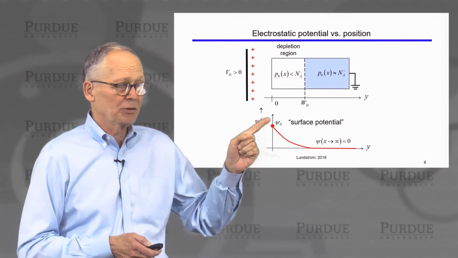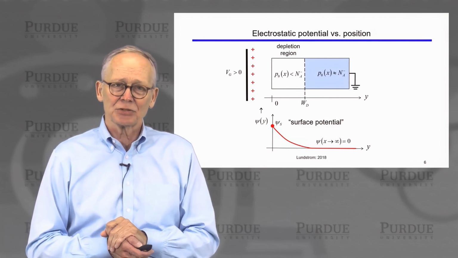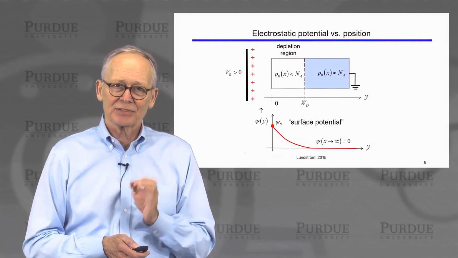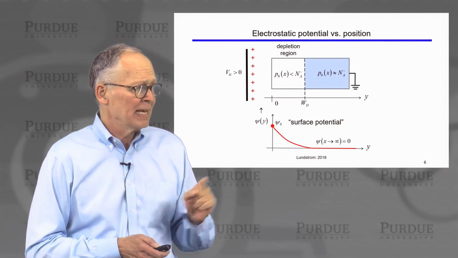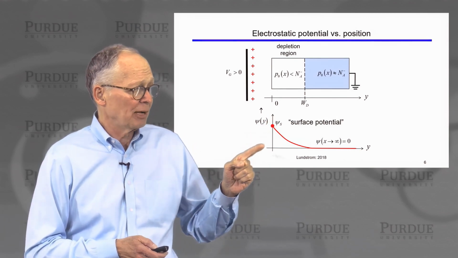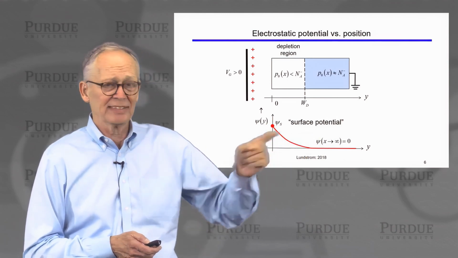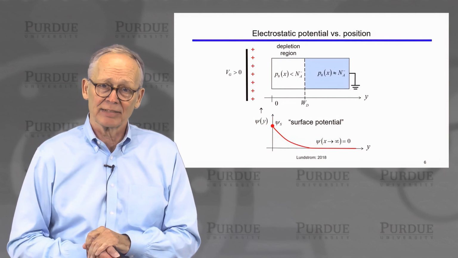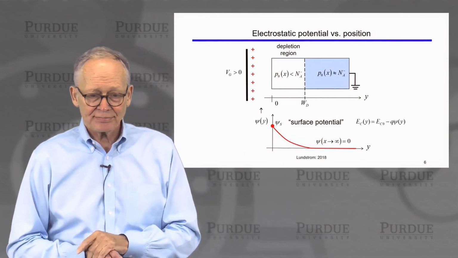Now, there's a very important potential that we're going to talk about frequently in this unit, and that's the surface potential. That's the electrostatic potential at the surface of the semiconductor. It's actually the total voltage drop across the semiconductor because we're assuming that the voltage is 0 deep in the bulk of the semiconductor. That's our arbitrary 0 reference voltage.